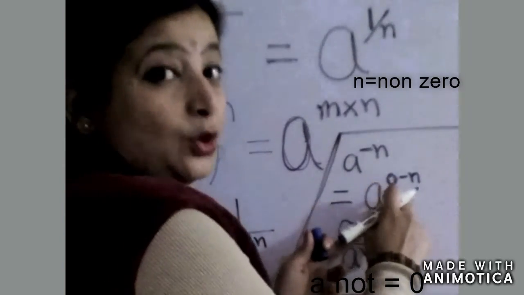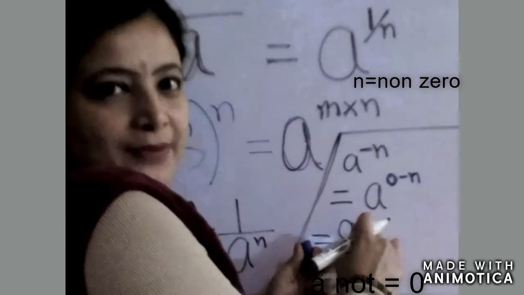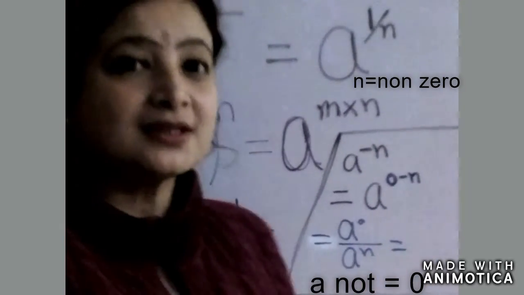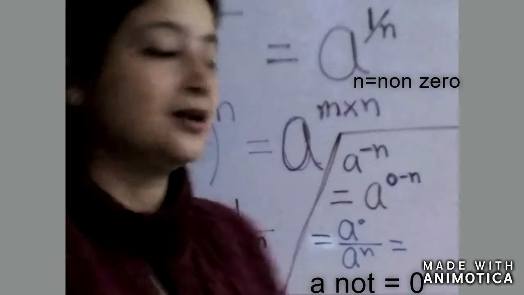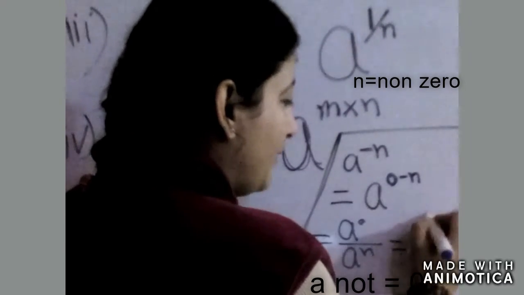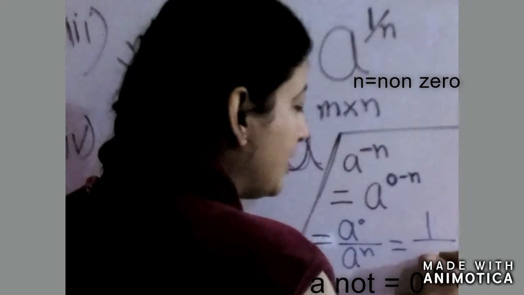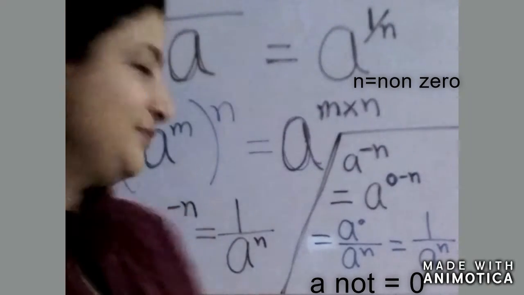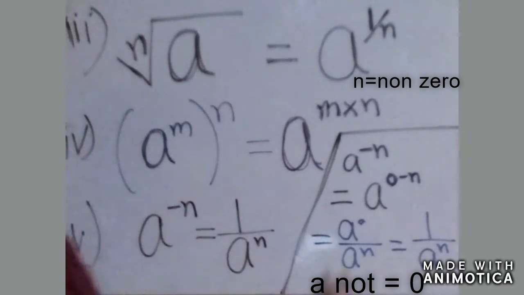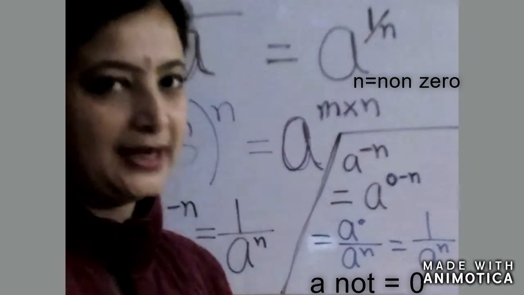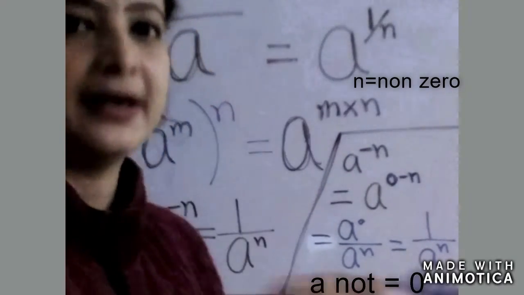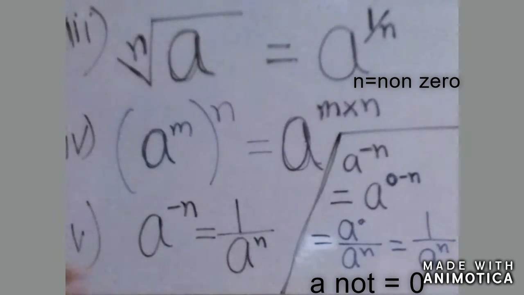Suppose m is 0, then it is a to the power 0 by a to the power n. A to the power 0 means something to the power 0, which is equal to 1. So in place of a to the power 0 we can write 1, and then it is 1 by a to the power n. So it is proved that a to the power minus n is equal to 1 by a to the power n. So something to the power minus means it will be 1 by, so it will then be a fraction value.